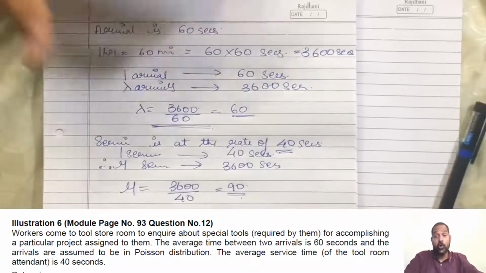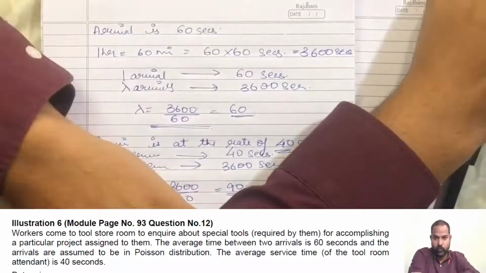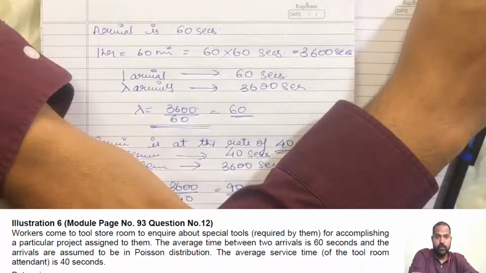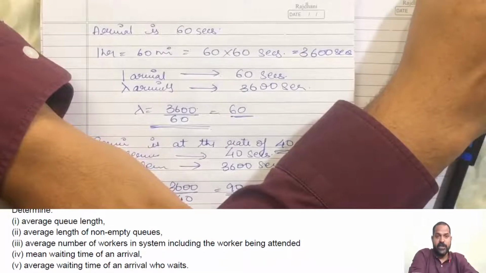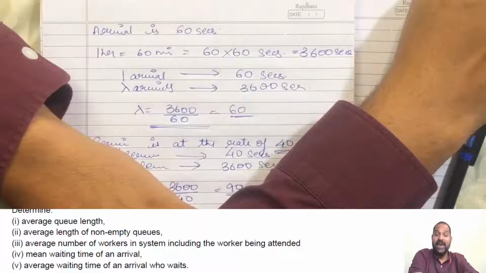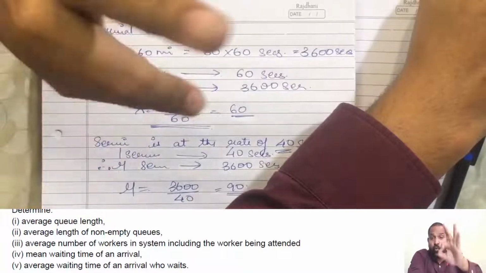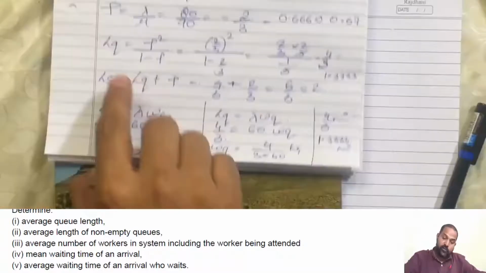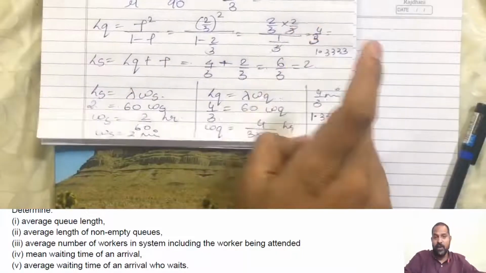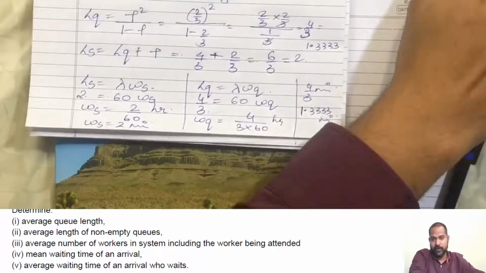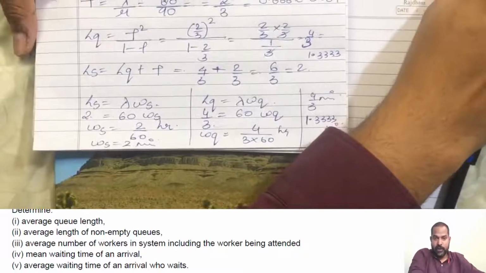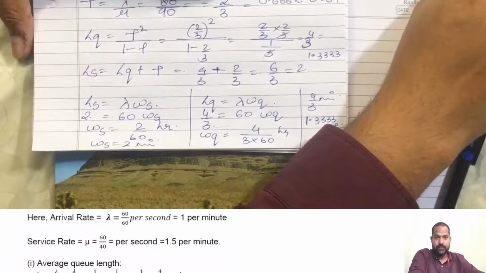Let's come to what all they are expecting out of you. So expectation number 1, average queue length. Average queue length, which means LQ or length of the queue. The length of the queue is 4 by 3 or converted 1.3333. Let's check what their answer is. Well, here you have it.